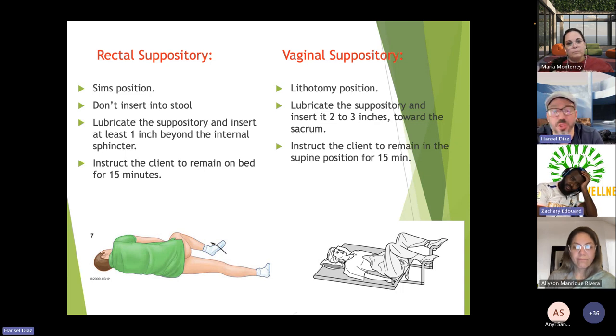And vaginal suppository, even worse. It's called lithotomy position. You lubricate the suppository and you insert it 2 to 3 inches towards the sacrum. 3 inches towards the sacrum. It goes in, guys. Instruct the client to remain in the supine position for 15 minutes. If you're a guy, I will advise you to have a female with you if you can. That's my advice. I don't know if they're going to ask you this in the NCLEX. I'm giving you advice in case you ever work in a hospital.